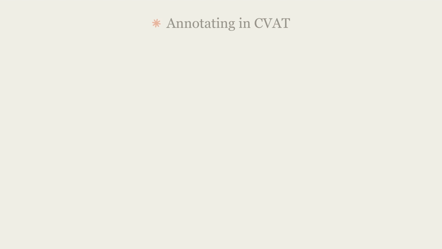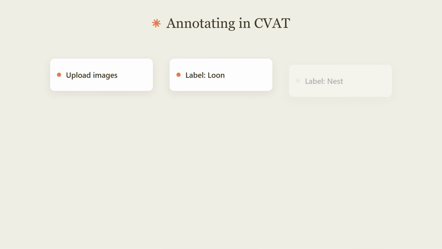For our project, we annotate in CVAT, a computer vision annotation platform. In CVAT, we upload our images, create labels such as loon, nest, fish, or vegetation, and mark the objects directly in each image. Once we have enough labeled data, we export those annotations in a format that can train a detection model.